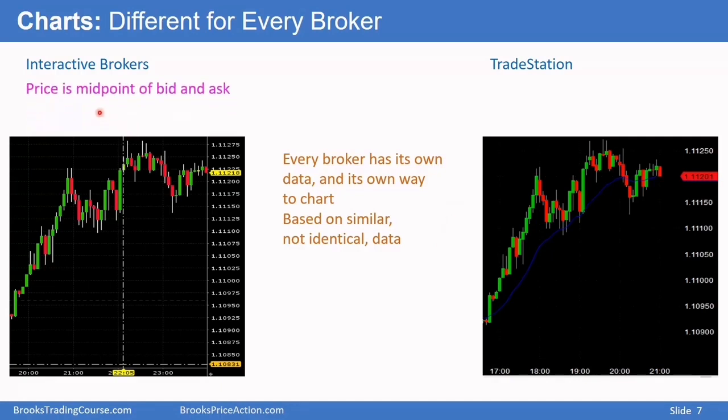Also, the default chart for Interactive Brokers is the midpoint between the bid and the ask. And for TradeStation, it's the bid only. The chart ignores the ask. And therefore, that also accounts for differences between the charts and the prices. You can see over here for Interactive Brokers, look at that high. And then here's the same time for TradeStation. And this is 1 pip lower than the price for Interactive Brokers.